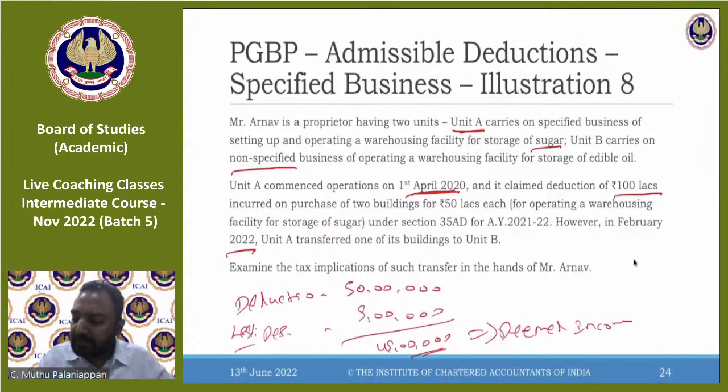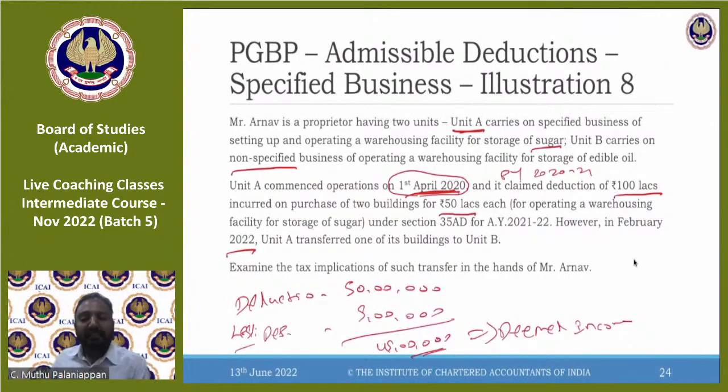So in this period, that is in 1st April 2021, that is in previous year 2020-21, they have claimed 100 lakhs of deduction. But immediately the next year, they are transferring 50 lakhs of building to another non-eligible entity, which is not covered under 3580. Okay, now we need to compute, since they have transferred the asset within 8 years, we need to compute income.